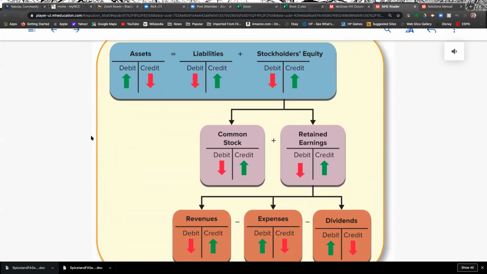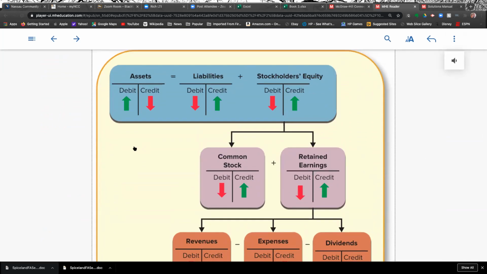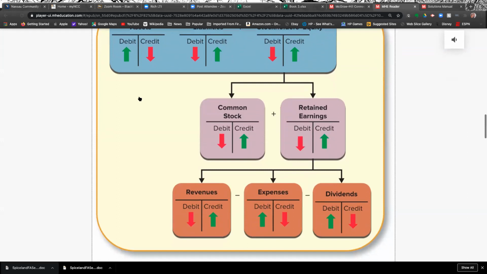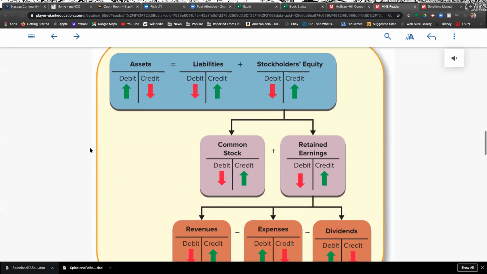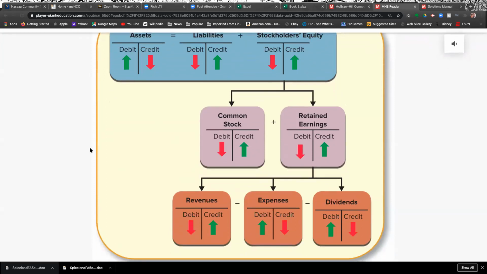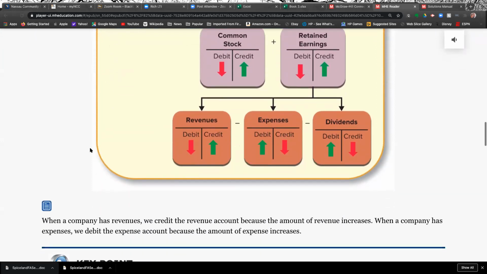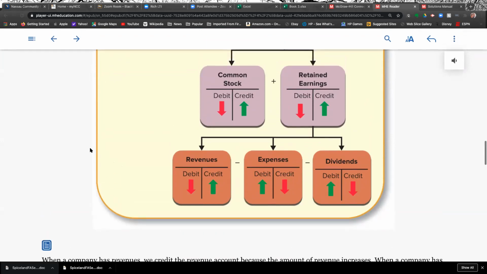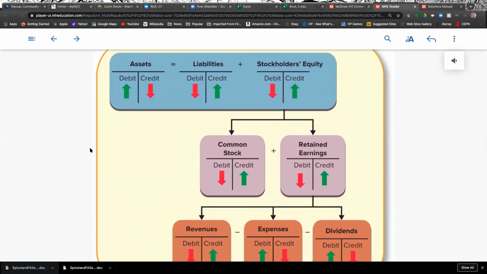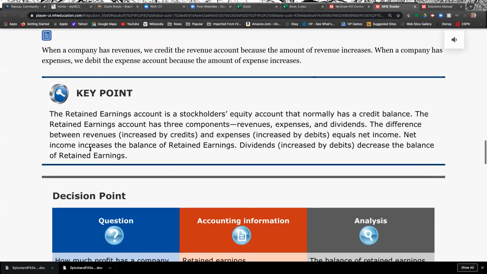And if we look at the expanded equation, the assets, the expenses, and the dividends all get recorded the same way. Increase with debits, decrease with credits. Assets, expenses, and dividends. Everything else, you increase with credits and decrease with debits. And it's just something that you're going to have to remember. Maybe it's helpful if you have this page in front of you as we start to do our work.